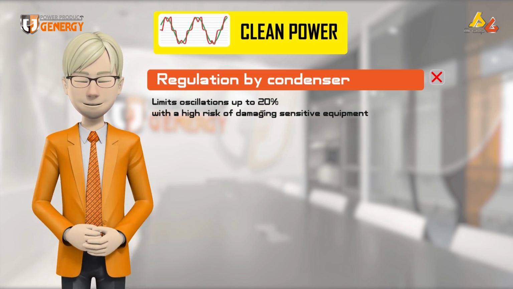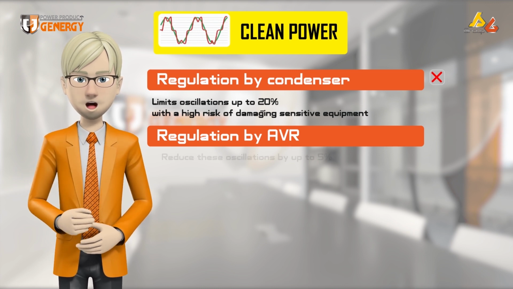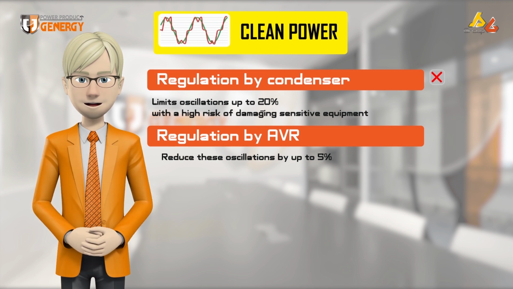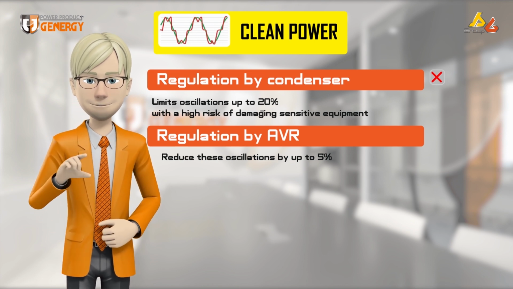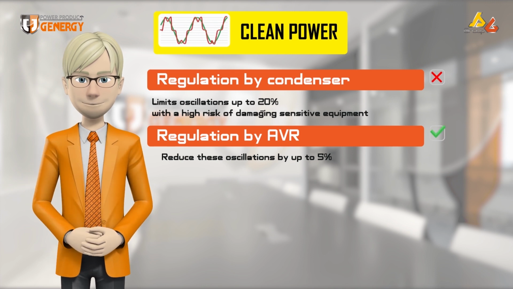AVR. The AVR system, which is widely used in the market, limits these oscillations to approximately 5%, which allows the safe connection of most devices on the market. In the event of an overload, it cuts the voltage to protect the equipment.